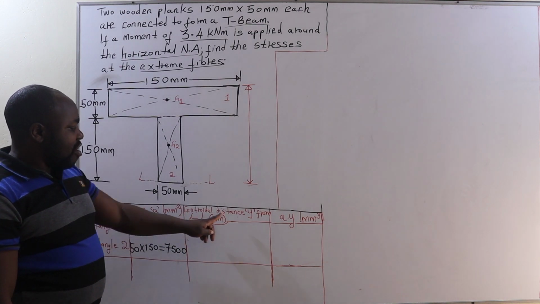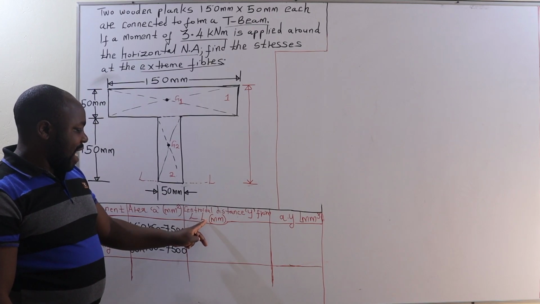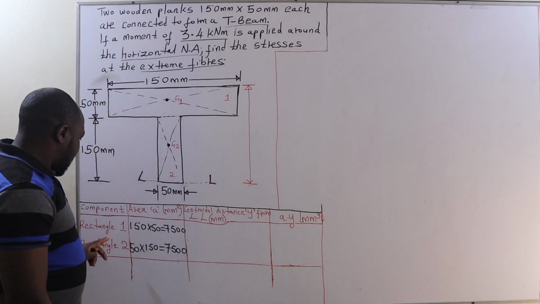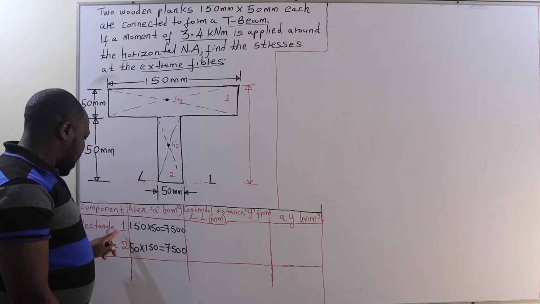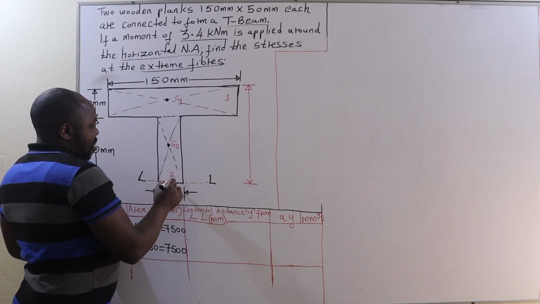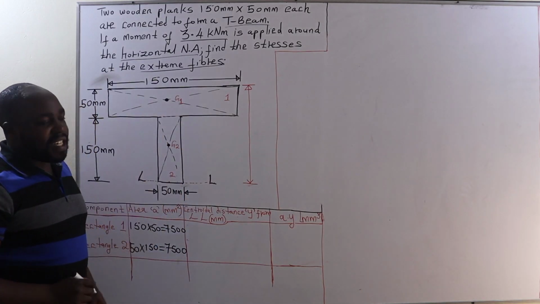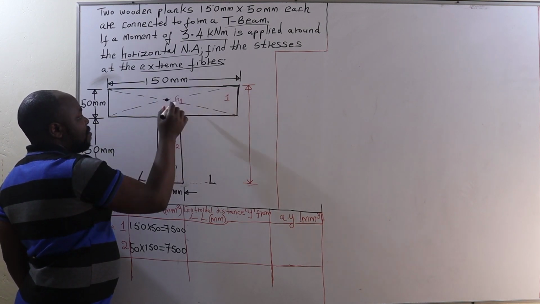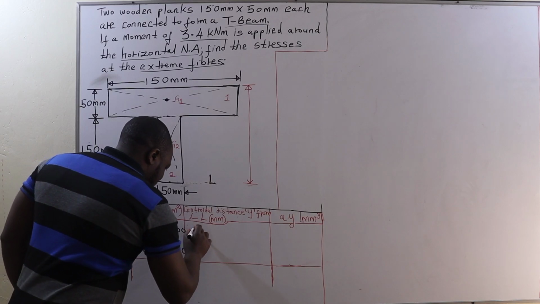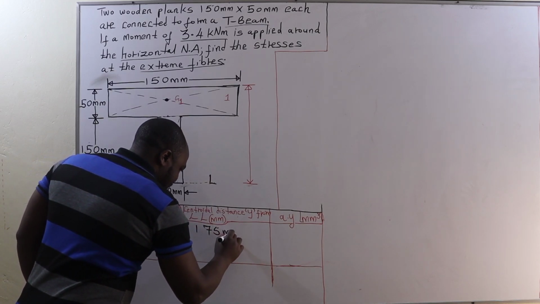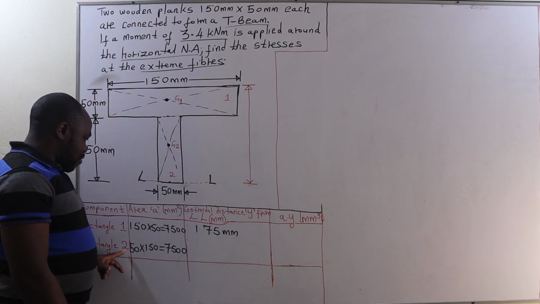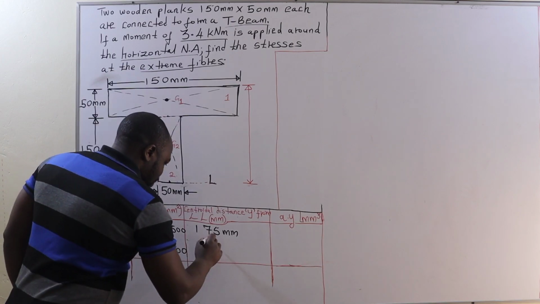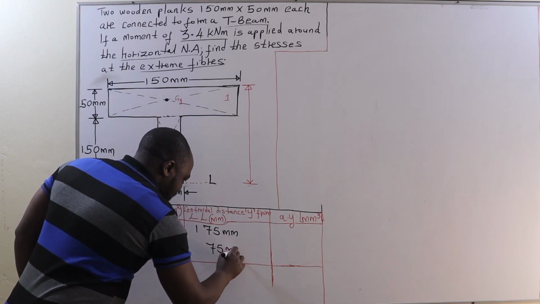Then we have the centroidal distance y from LL in millimeters. LL is this bottom fiber. The centroidal distance y from LL of rectangle 1 is the distance from LL all the way to its center of gravity, and that distance is 150 millimeters plus half of the depth of rectangle 1, which is 25, and that's going to be 175 millimeters. For rectangle 2, the centroidal distance y from LL is half of 150 millimeters, which is 75 millimeters.